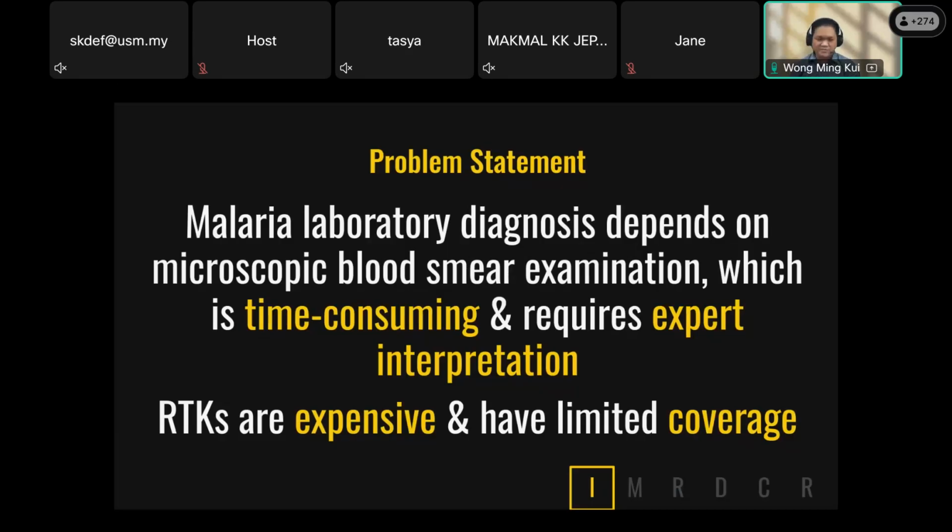There are 4 malaria species commonly detected by RTKs. However, the 5th species, Plasmodium knowlesi, which is endemic here in Southeast Asia, not all the RTKs can detect this species. So RTK has limited coverage.